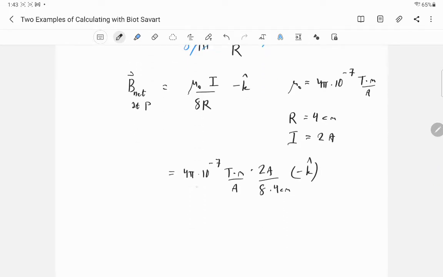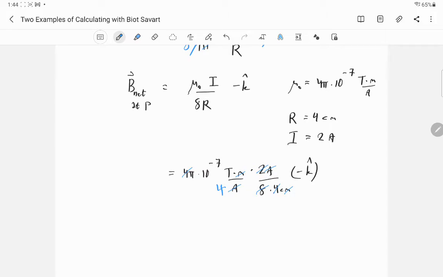So we can continue to cancel some stuff. Let me take out a different color to keep it straight. Here's the 4, knocks out that 4, but it doesn't knock out the centimeter. The amp and the amp knock each other out. The meter and the meter knock each other out, but not the centi. Be really careful. And the 2 and the 8 knock each other out to leave a 4 downstairs.